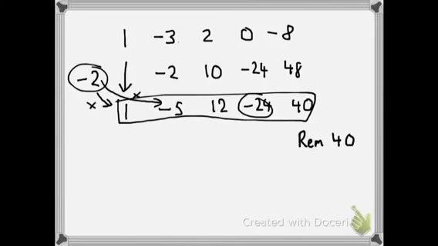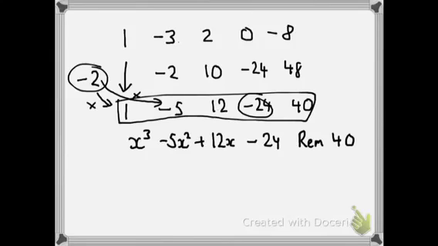And if we work back the other way, we've got negative 24 there. The 12 is the x term. The negative, that's a positive 12x. The negative 5 is the x squared term. And the 1 is the x cubed term. So the answer is 1x cubed minus 5x squared plus 12x minus 24. Remainder 40.